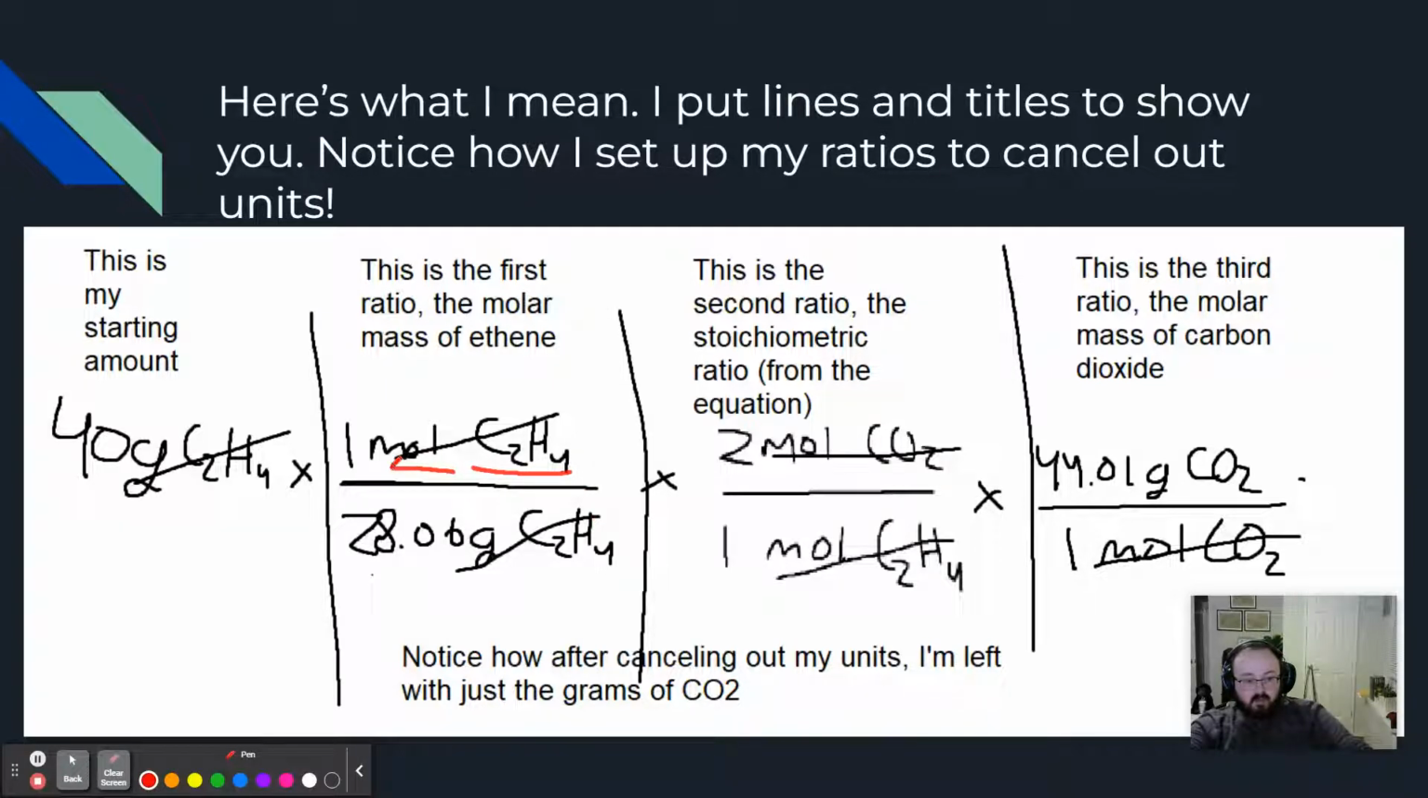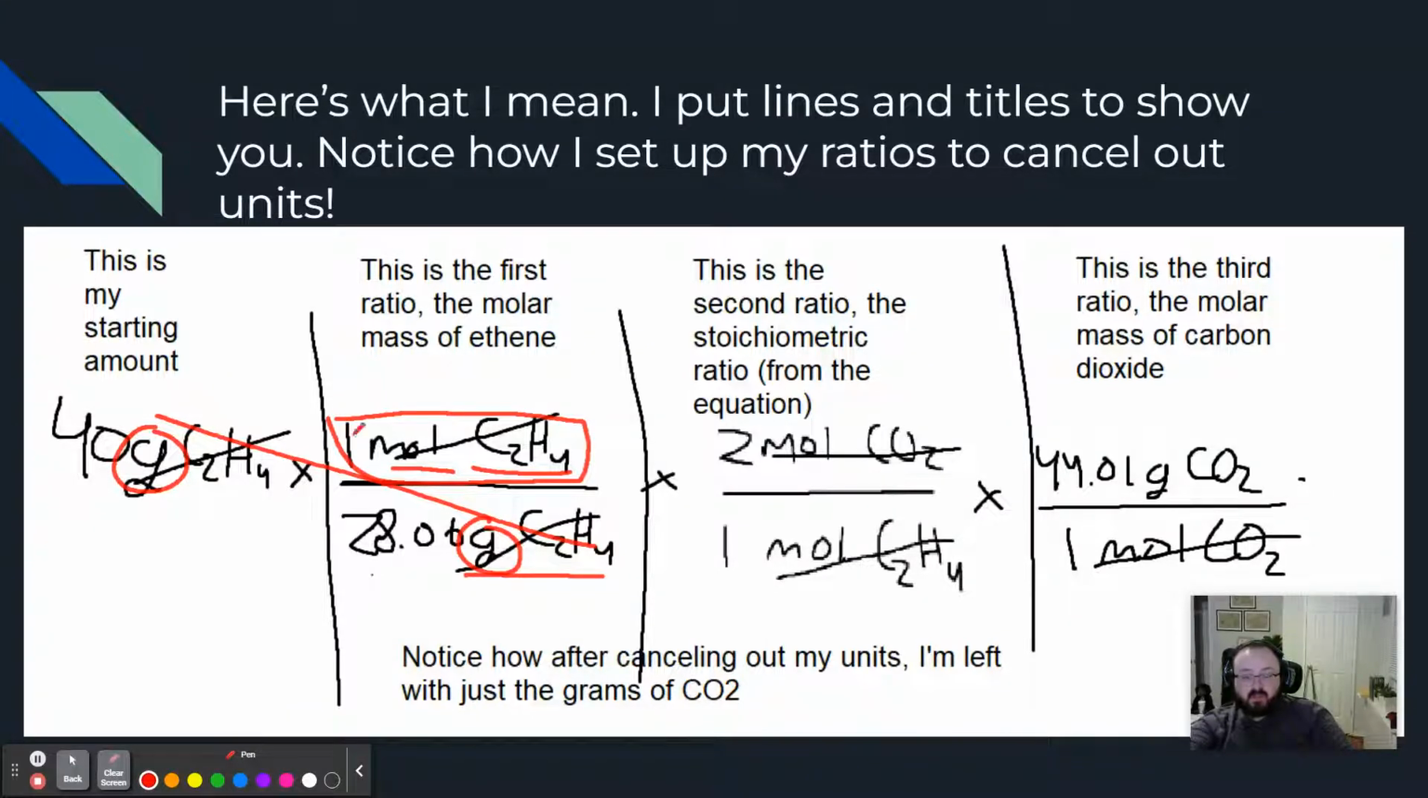Moles of C2H4 to grams of C2H4. This is the molar mass of ethene. And I kind of set this up. I put these lines and the titles to tell you what all these conversions are. And if you notice, here's our grams of ethene and our grams of ethene. This is how you want to set up these ratios so that whatever unit is here gets canceled out. Now I'm left with moles of C2H4.